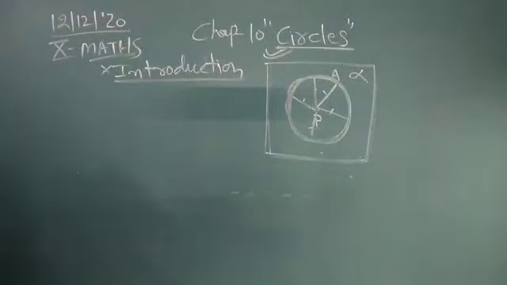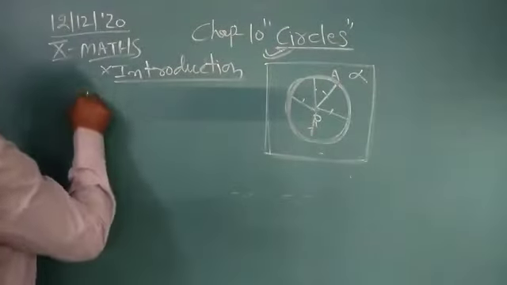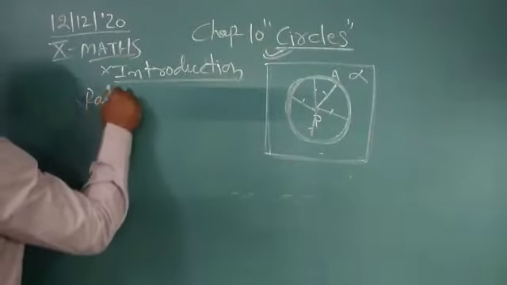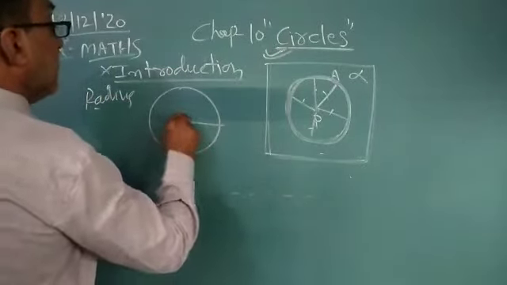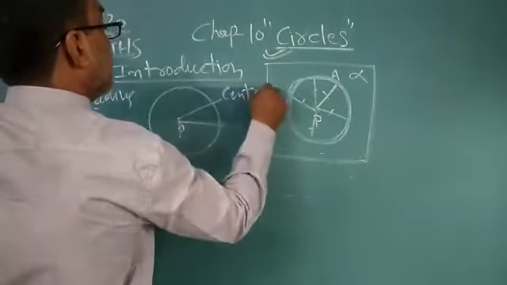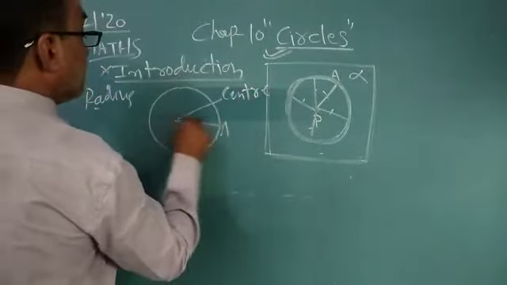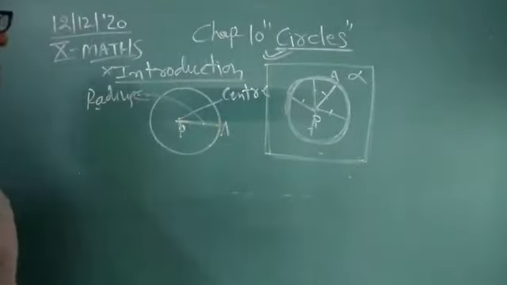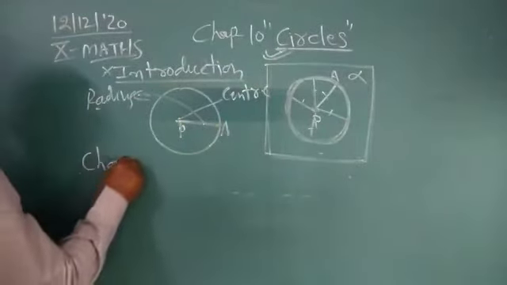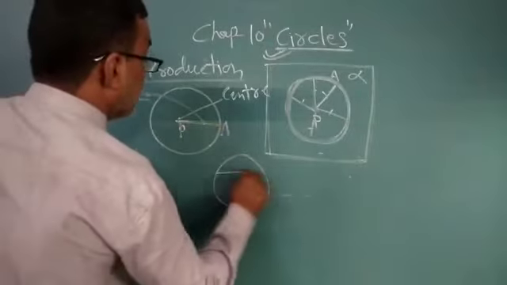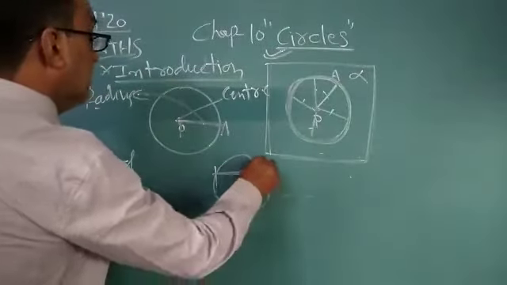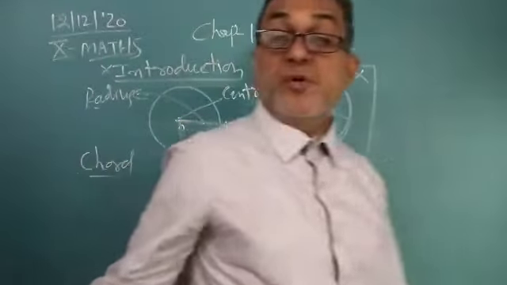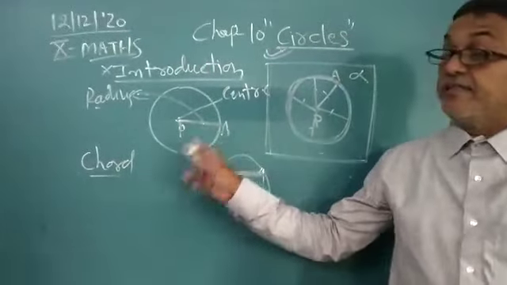And then we can talk about some important parts of the circle. Suppose we know about the radius: from a given point, that is known as the center. The equal distance is known as the radius. And a chord means a line segment. Suppose this is a line segment. Both the ends of this line segment touch the circle, meaning a line segment with both the ends lying on the circle. That is known as a chord.